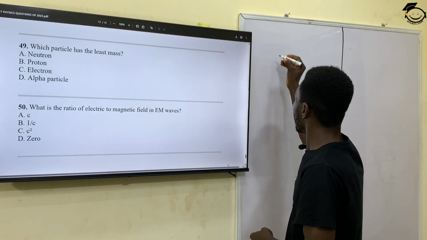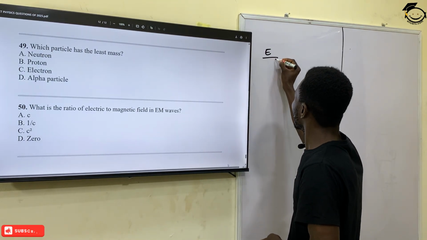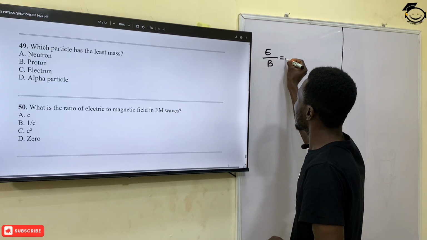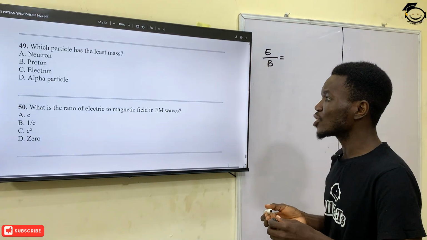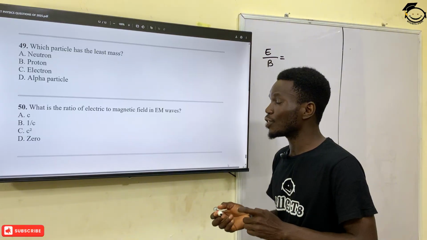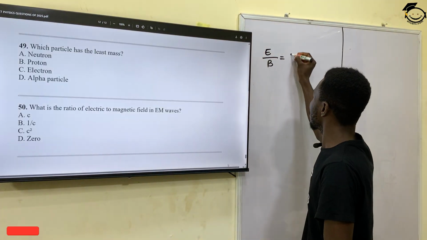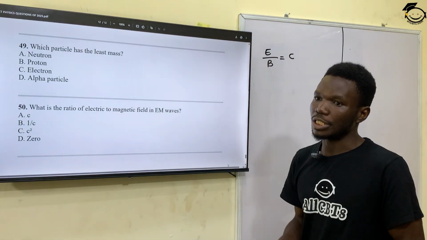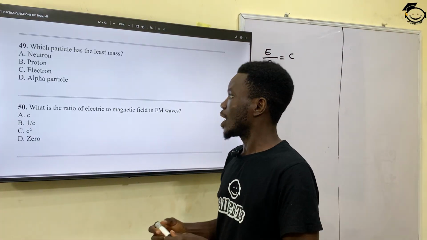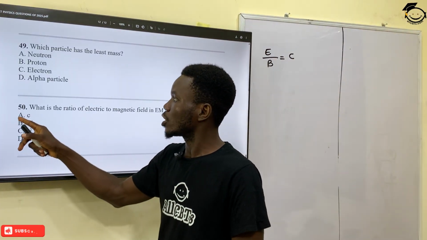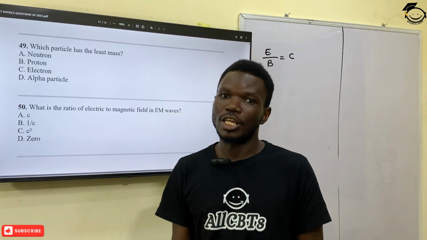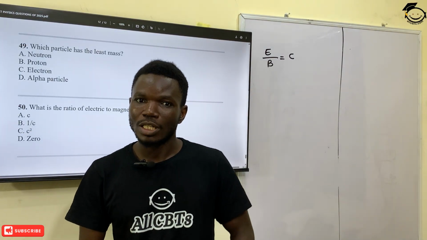What is the ratio of electric to magnetic field in EM wave? Please note that the ratio of electric to magnetic field in EM wave is the speed of light. The speed of light, which is what? C. And that is the correct answer to that question, option A. So we have come to the end of today's class.